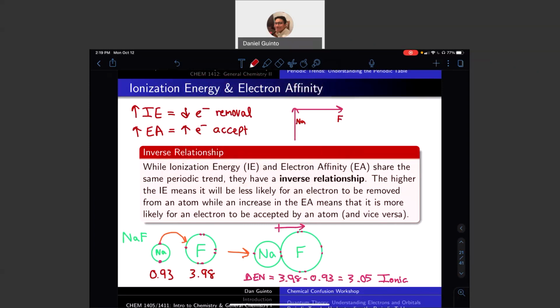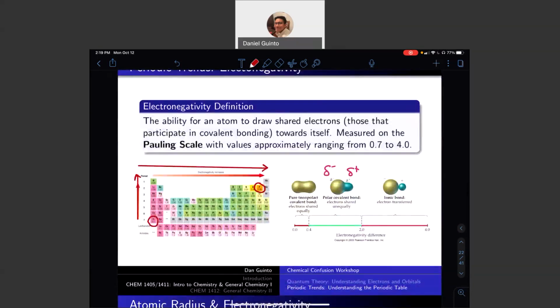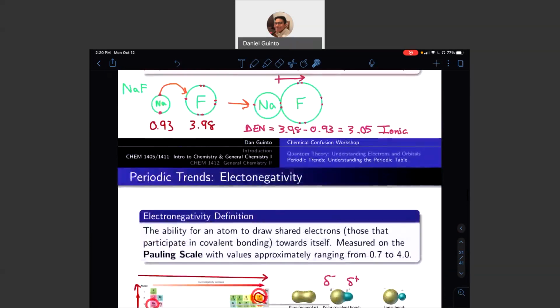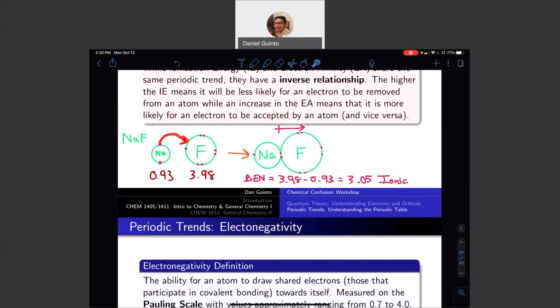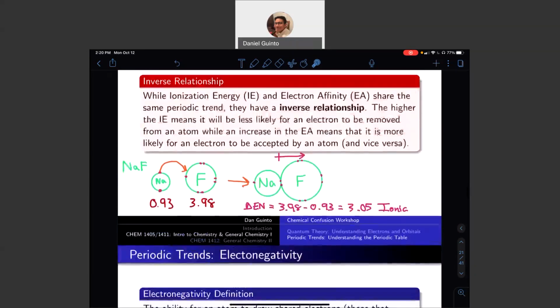So in this case, when we compare the ionization energy values of sodium and fluorine, sodium has a lower ionization energy value compared to fluorine, which means that it's easier to remove an electron from sodium than from fluorine. And fluorine has a higher electron affinity value. It's more likely to accept an electron compared to sodium. And then with electronegativity, we see that fluorine is more likely to pull the electron from sodium towards itself, because of the higher change in electronegativity values. So that's pretty much a brief summary of how these three interconnect.